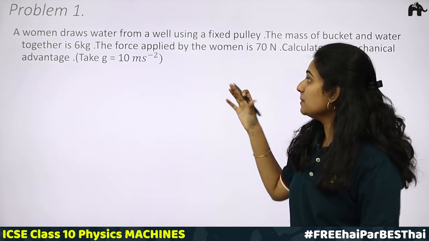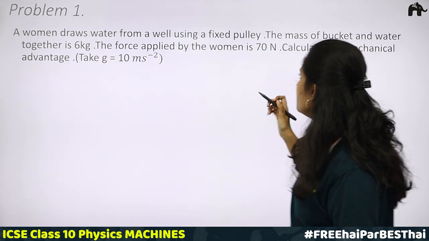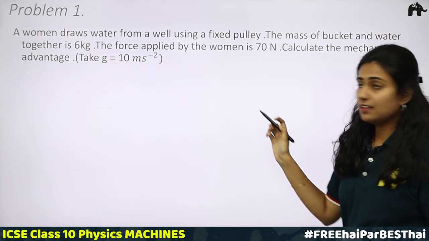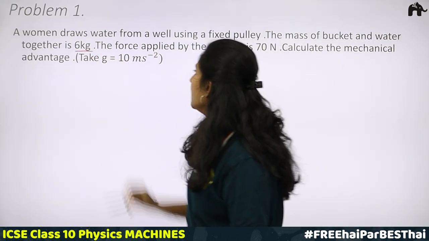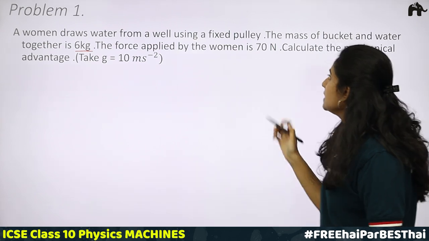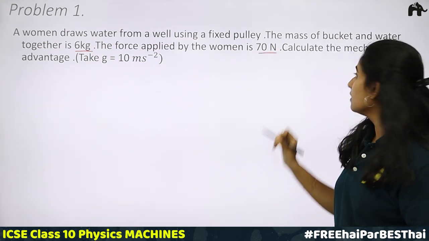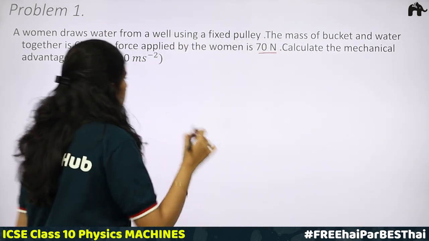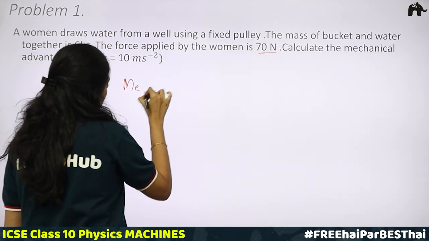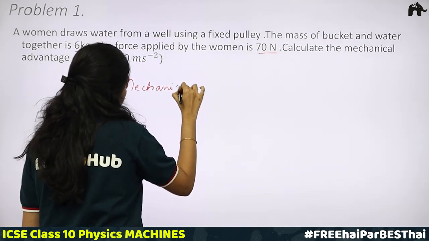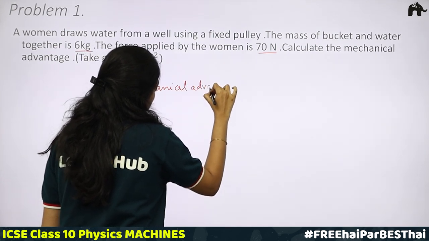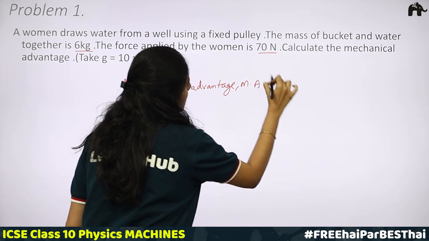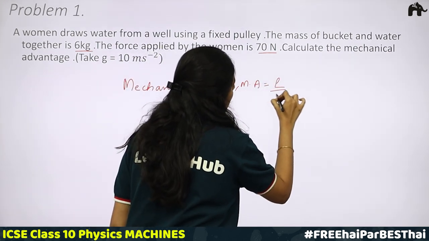Here you have the first problem. A woman draws water from a well using a fixed pulley. The mass of bucket and water together is 6 kg. The force applied by the woman is 70 Newton. Calculate the mechanical advantage. We know mechanical advantage, MA, is equal to load divided by effort.